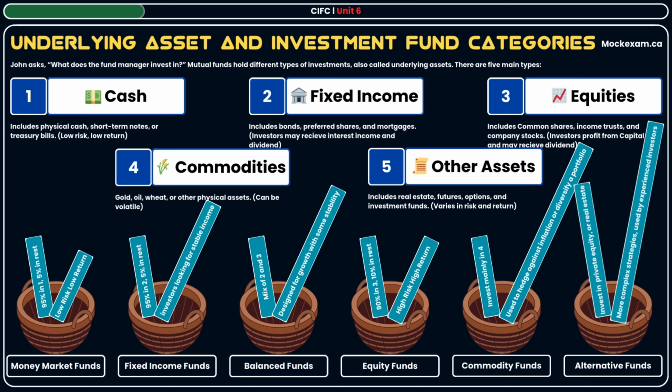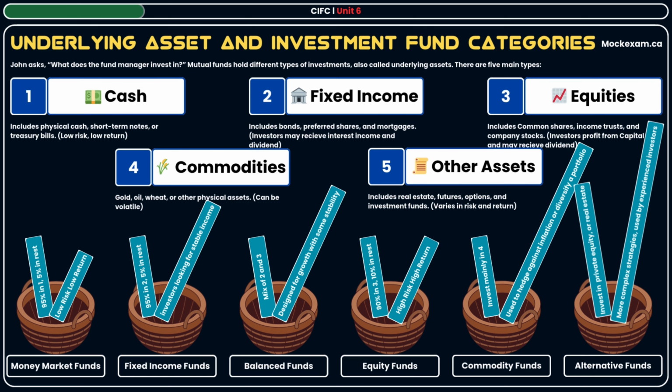Okay, let's wrap it up. On the top, you see 5 different underlying assets that each mutual fund could have. And in the bottom, we have 6 different mutual funds. Okay. We had money market funds, which invest most of their money in group number 1, which was cash. We had fixed income funds. Most of the money in fixed income mutual funds is invested in group number 2, which is bonds.